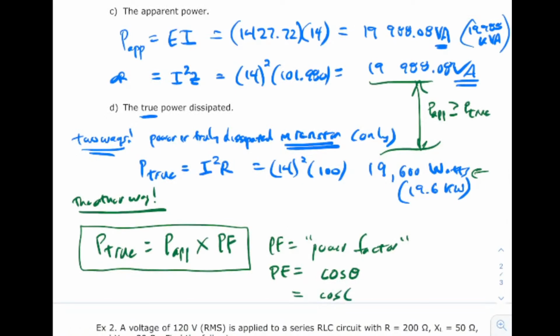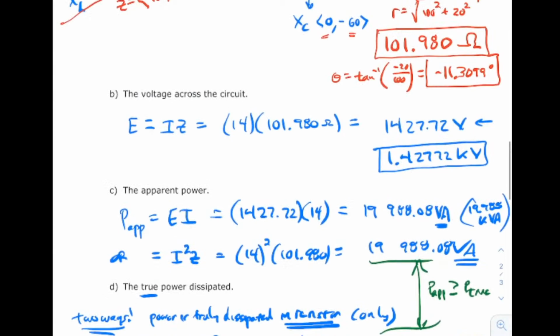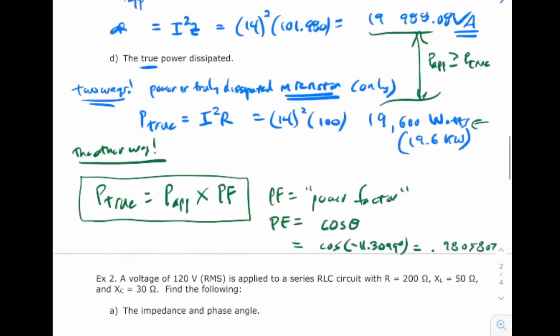Cosine of, and what was our phase angle? We solved that in part A. Phase angle was negative 11.3099 degrees, right? Negative 11.3099 degrees. And so if you, well, I guess I can just type that out right now. Cosine of negative 11.3099 degrees is, and I'm getting a power factor of like 0.980587, and it keeps going like that.